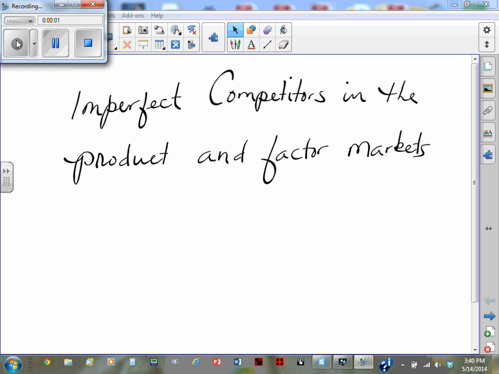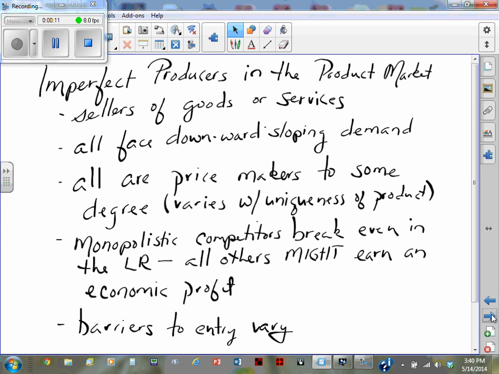Not only can we have perfect competitors in both the product and the factor markets, we can also have imperfect competitors in the product and the factor markets. And let's take a look at those. So if we have an imperfect competitor or an imperfect producer in the product market, remember we're talking about sellers of goods in the product market.